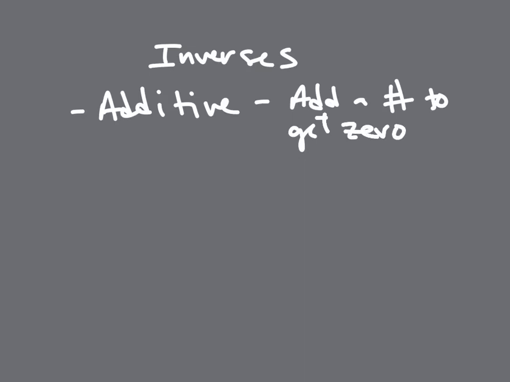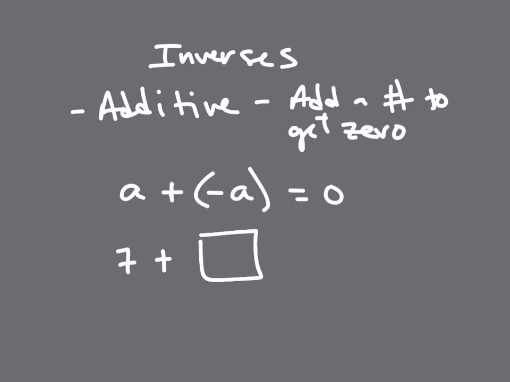All right, so let's think about that. By definition, if you have a, the additive inverse of a is negative a. A plus negative a is going to give you 0. That's the definition. All right, think of it like this. Think of the number 7. What would you add to 7 to get 0? So 7 plus what is going to give you 0, and that would be negative 7. So negative 7 is the additive inverse of 7.